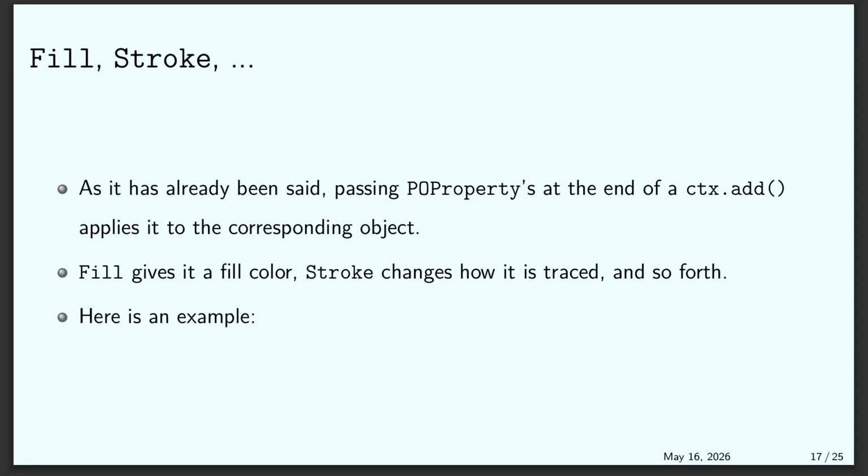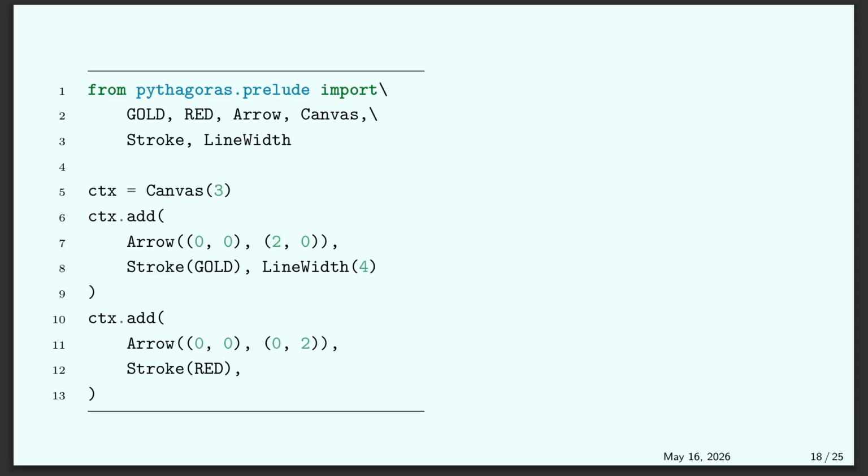And stroke, it puts the color on the boundary, the contour, of the figure. It doesn't have to be a closed one. It can be a vector, for example, an arrow that you want to be green, so you put the stroke green. Here's an example. I was talking about arrows.